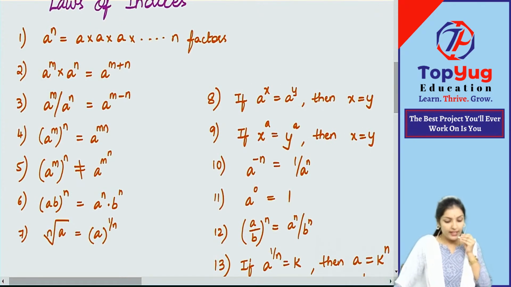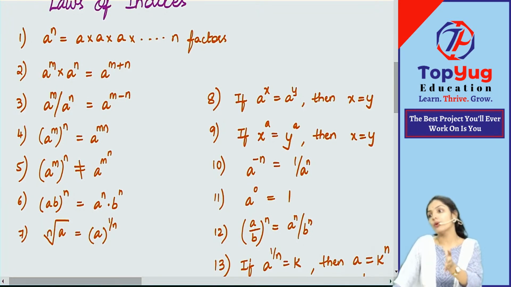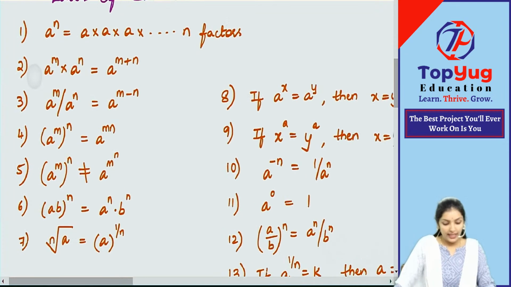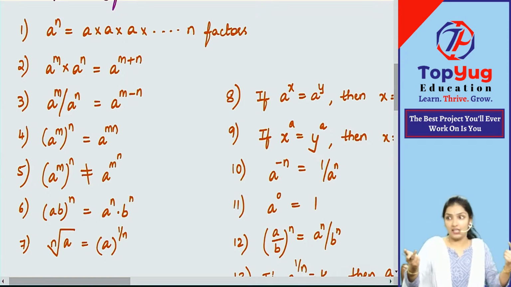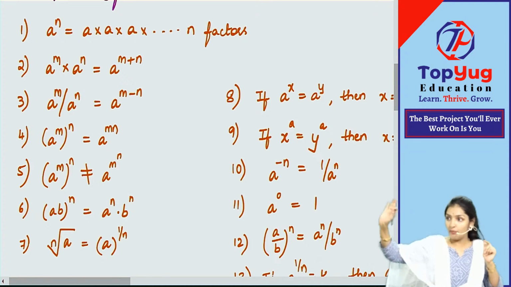A to the power n is nothing but a into a up to n factors. A to the power m into a to the power n is equal to a to the power m plus n. A to the power m divided by a to the power n is equal to a to the power m minus n. Now a to the power m to the whole power n, a to the power mn, you can multiply.